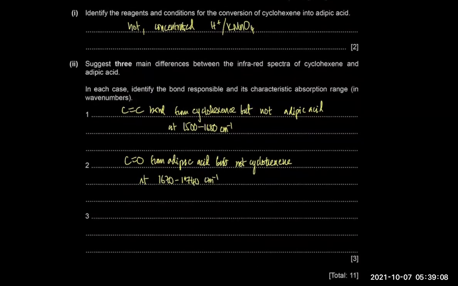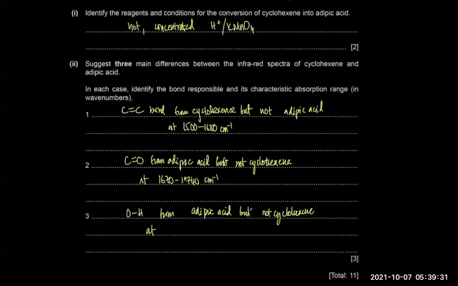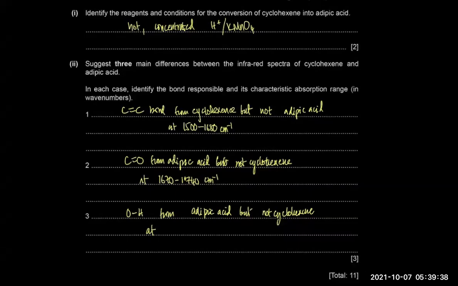And the last one is the OH from adipic acid, but not in cyclohexene, right? OH from a carboxylic acid is at 2500 to 3000 wave numbers. You just write that peak number down. 2500 to 3000 wave numbers.